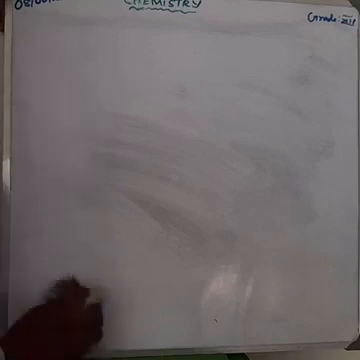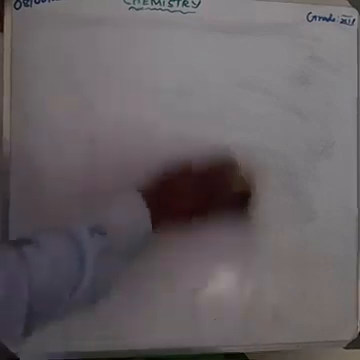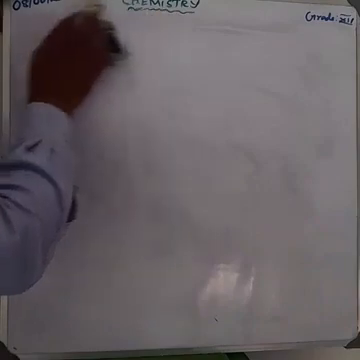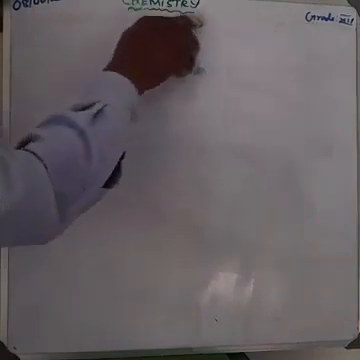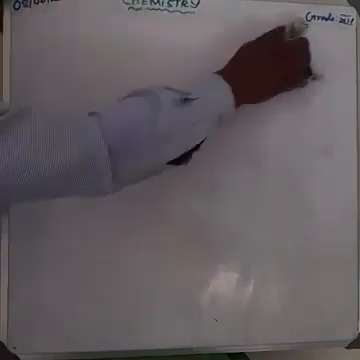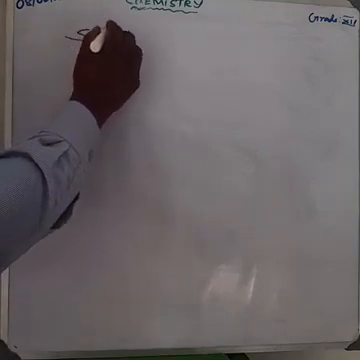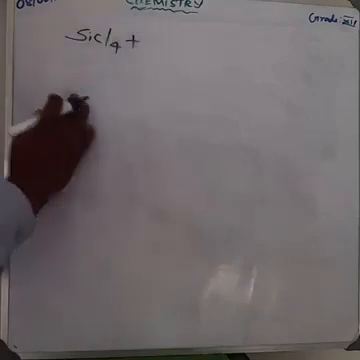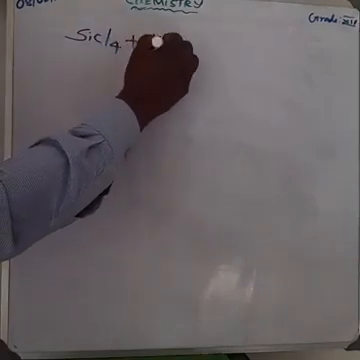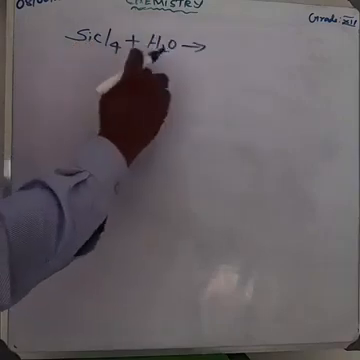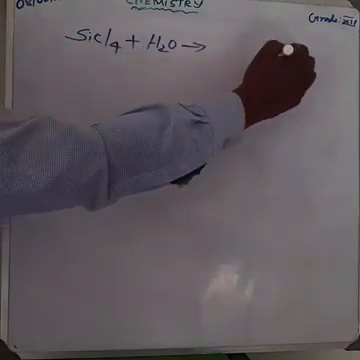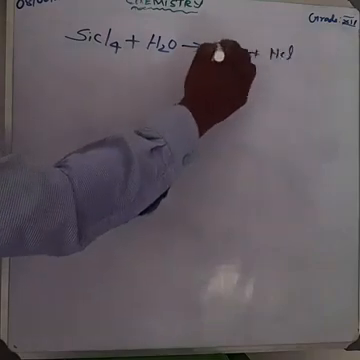In moist air, silicon tetrachloride can be hydrolyzed with water. On hydrolysis with water, we get silica and also hydrochloric acid. How will you write the silicon tetrachloride formula? SiCl4. Am I right? This one reacts with water. What is the formula for water? H2O. This hydrogen combines with the Cl to form HCl, and Si combines with the oxygen to form SiO2.